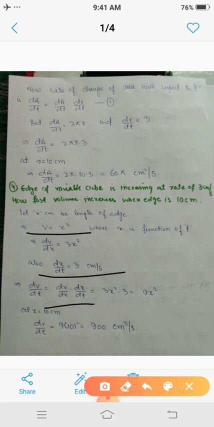This means that the volume of a cube changes at the rate of 900 centimeter cube per second when the edge of the cube is increasing at the rate of 3 centimeter per second, and this change is at when the length of the edge is 10 centimeter.